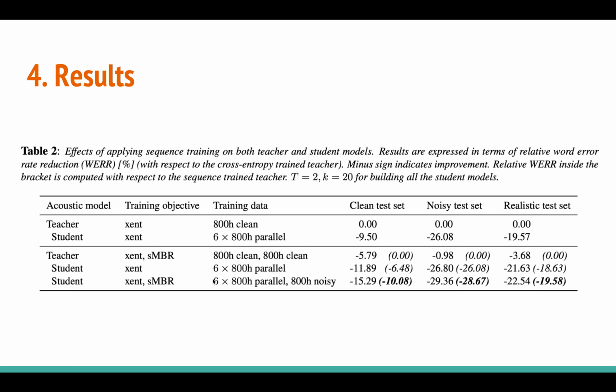Basically, they have 6 times 800 hours of parallel data and 800 hours of noisy data. It's 6 times 800 because it is taking the untranscribed data also, and they are using both cross entropy and SMBR, which is the sequence minimizing Bayesian risk objective, and the cross entropy objective. Combining them together, you get the best model, the best architecture over all of the models they have described here.